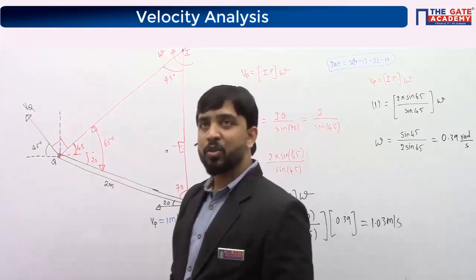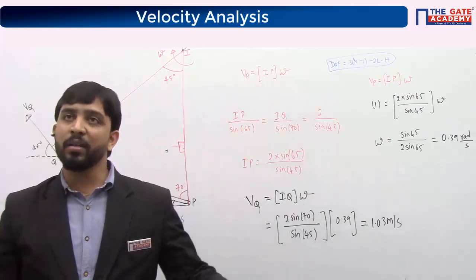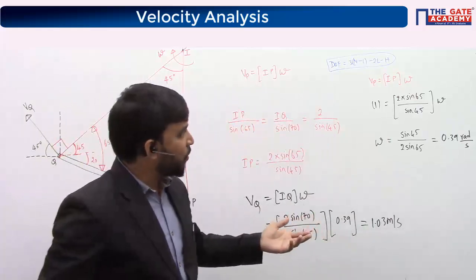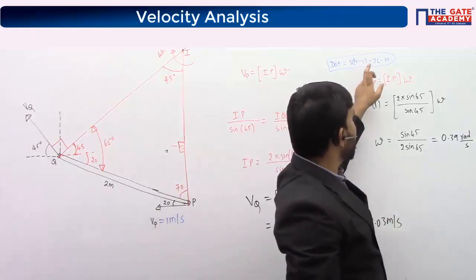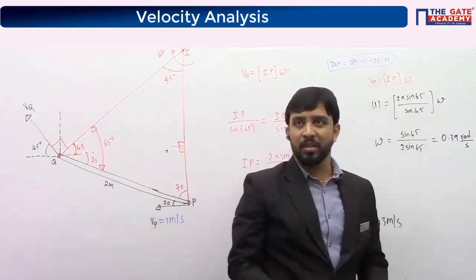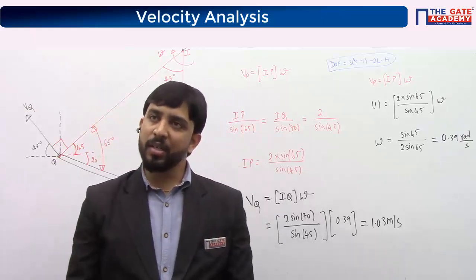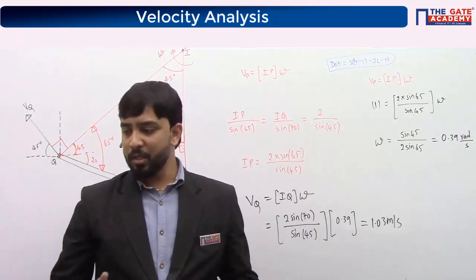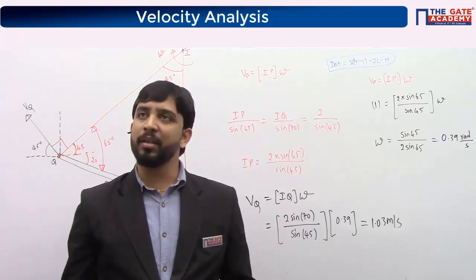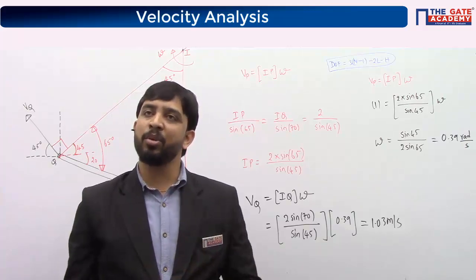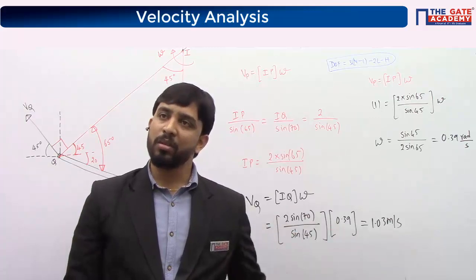This Kutzbach's criterion is valid only when we have rigid links. Number of links, number of lower pairs, number of higher pairs. These are all rigid links. Okay. How the rigid links are connected. So whenever there is any flexible link, you have to replace that flexible link with a rigid link, and then you have to solve the problem.